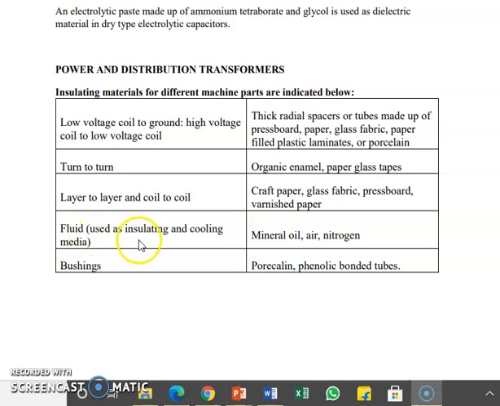Then there is the fluid, which is used as insulating material and also as a cooling medium. The dielectric materials used as insulating and cooling media are mineral oil, air, nitrogen, etc. Then for bushings: a bushing is an insulator put on the top or side of the transformer tank through which connections are made to the external circuit. That is what is called bushings, and they use porcelain or phenolic bonded tubes as dielectric materials.